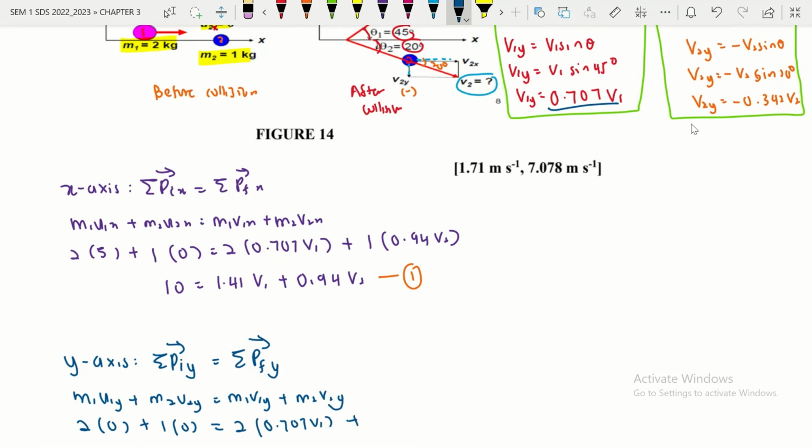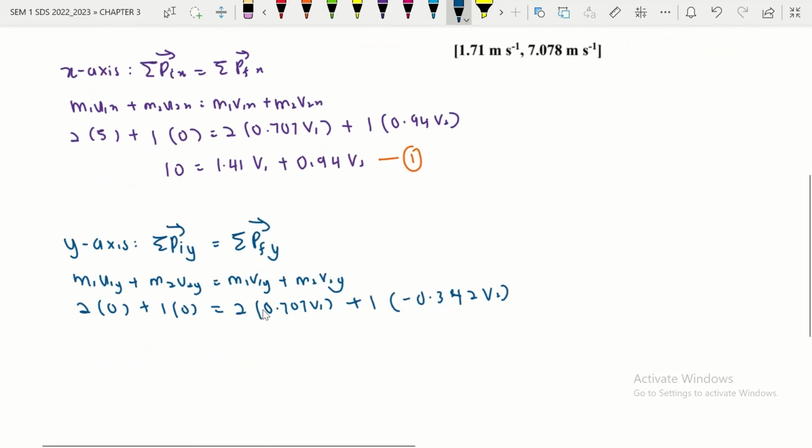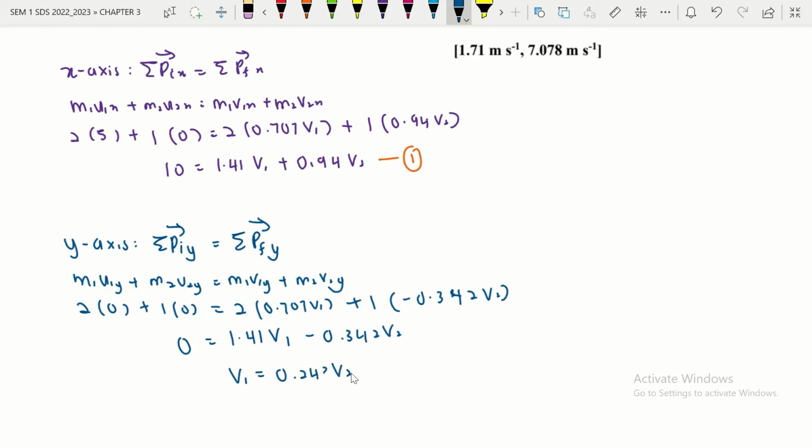And then tambah dengan M2. M2 kita adalah 1 dan V2y kita adalah negatif 0.342 V2. So bila you buat, you akan dapat 0 equals to 1.41 V1 tolak dengan 0.342 V2. So when we rearrange all this, we will get V1 sama juga dengan 0.243 V2. So this is our second equation.